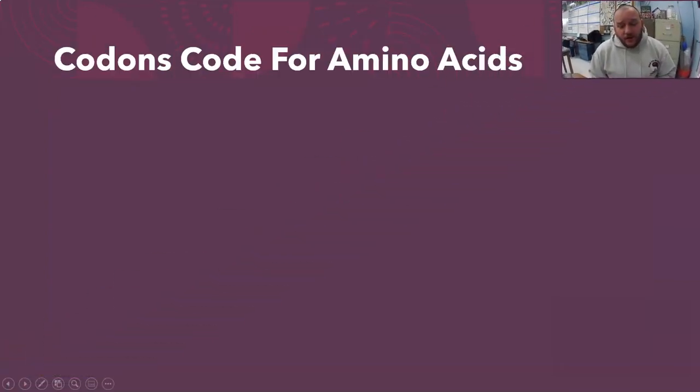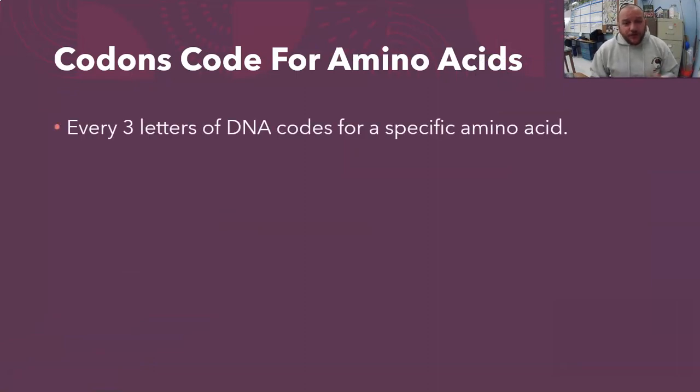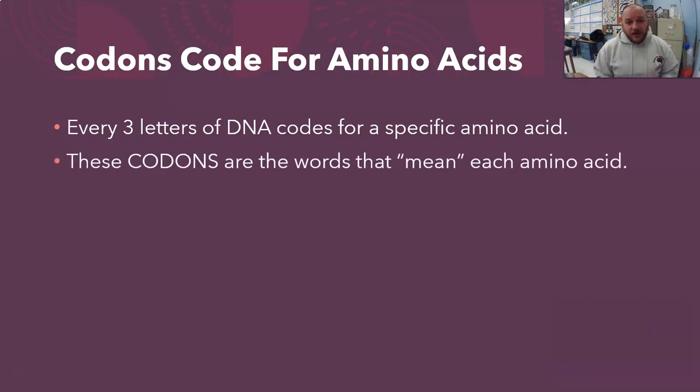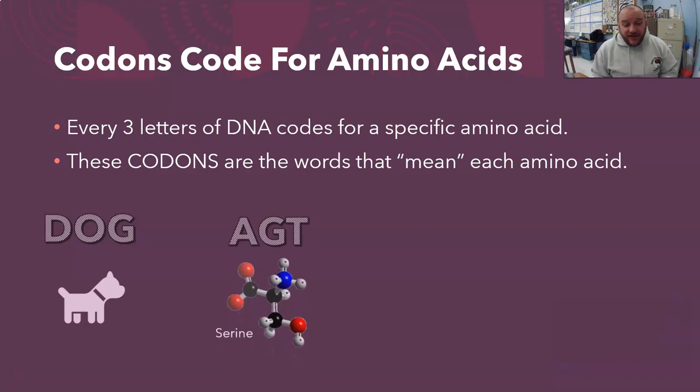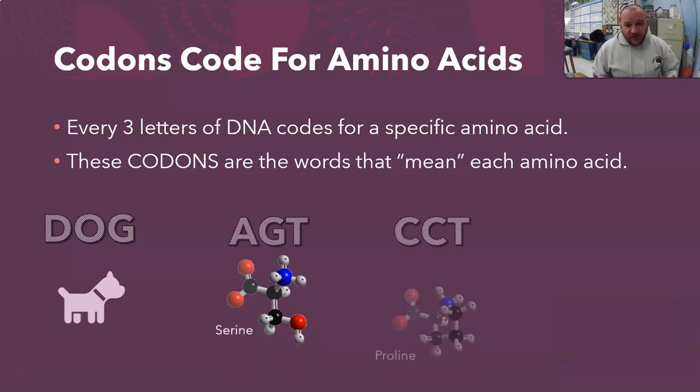So codons code for these amino acids. Every 3 letters of DNA codes for a specific amino acid. These codons are the words that mean each amino acid. So just like the word dog represents the cute little animal, the letters AGT in DNA code for the amino acid serine, CCT, proline, and so on. Every single amino acid is coded for by a 3-letter sequence of DNA. And these words literally mean these amino acids.